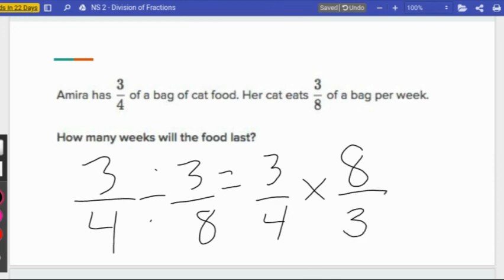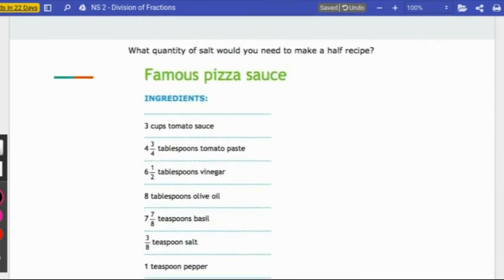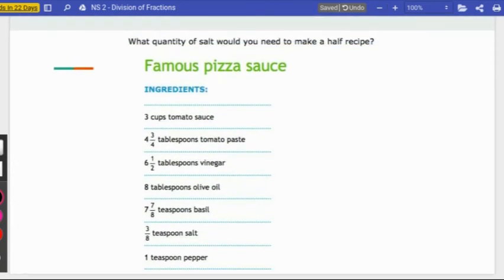I'm going to simplify first because it will make my life much easier in the end. I'm going to divide 3 and 3 by a factor of 3, and I'm going to divide 4 and 8 by a factor of 4. 1 times 2 is 2, 1 times 1 is 1. Her cat food will last for 2 weeks. All right, last problem. Give it a try on your own and then come check it.